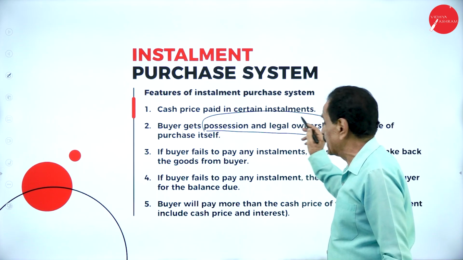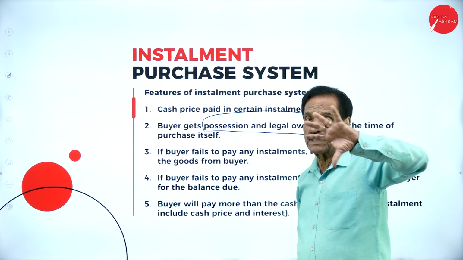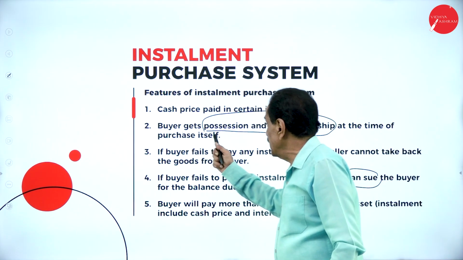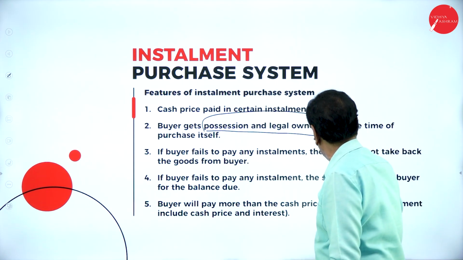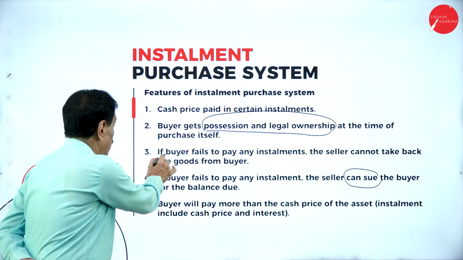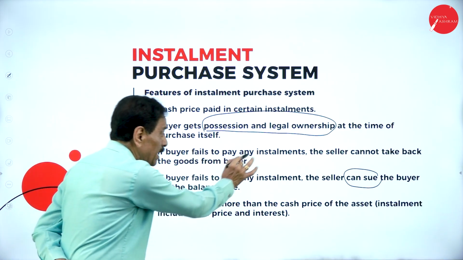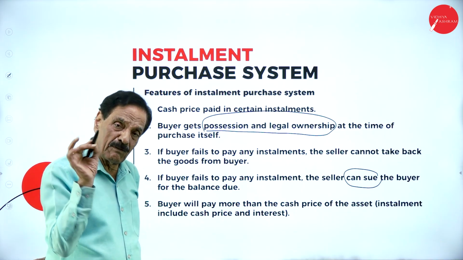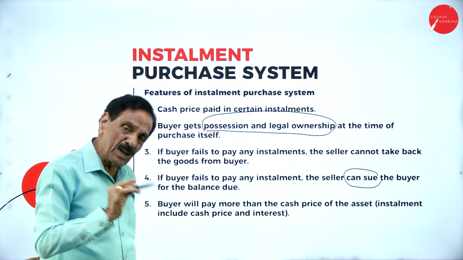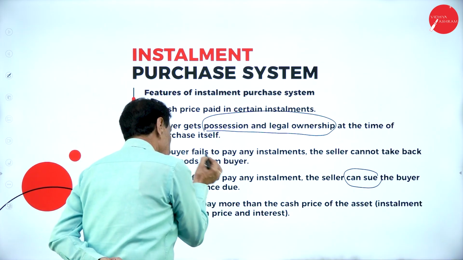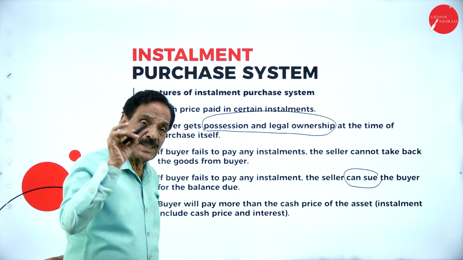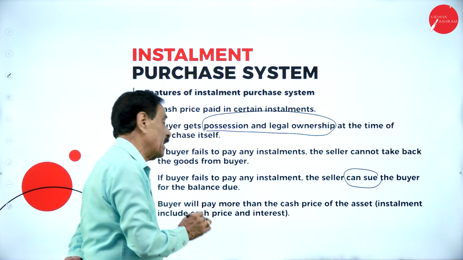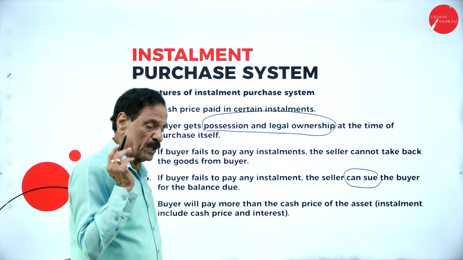Cash price paid in certain installments: once the down payment is made, the balance will be paid in a number of installments. Buyer gets possession and the legal ownership at the time of purchase itself. If the buyer fails to pay any installment, the seller cannot take back the goods. This is important. If the buyer fails to pay any installment, the seller can sue the buyer in the court of law. Buyer will pay more than the cash price, which is considered as an installment.